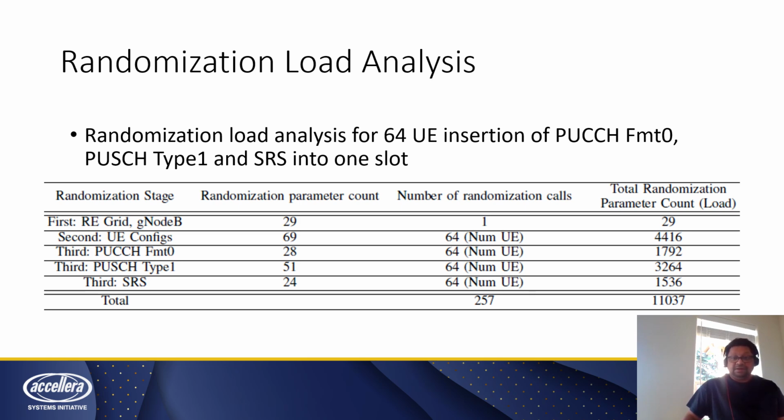Now, if you take the number of randomization calls, the first stage would be one randomization call, and you randomize 29 parameters and you're done with the first stage. In the second stage, you will randomize all the UE configs, and it takes under 5,000 parameters. And the remaining channel types are inserted one by one, like I mentioned, for all the 64 users. The total parameter count that we dealt with in this randomization was over 11,000. Now, if you had not broken down the entire problem, we would have to deal with 11,000 parameters in one randomization call, which is an extremely complex problem, whereas we have broken it down into 257 randomization calls in this case.